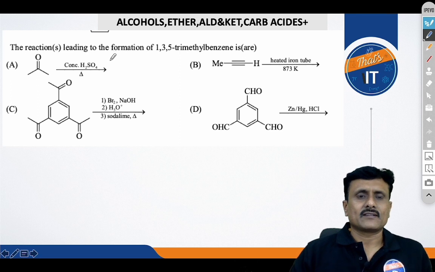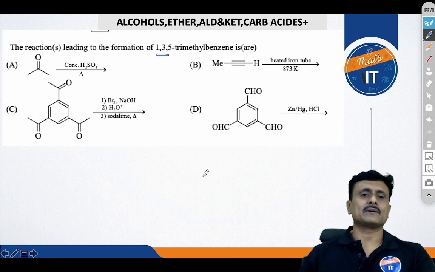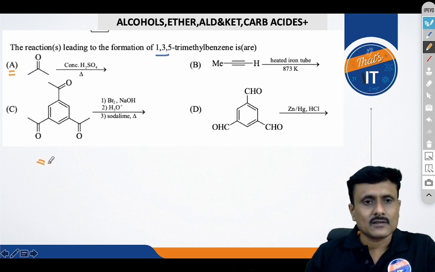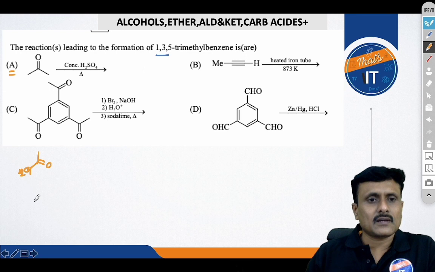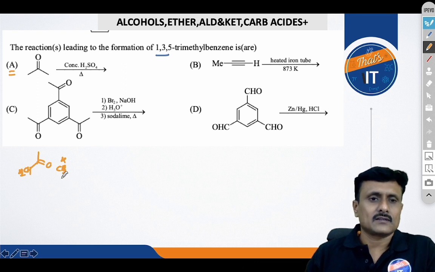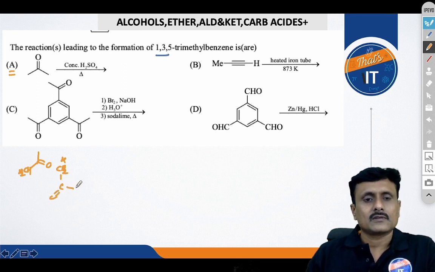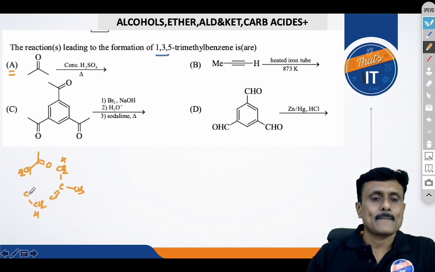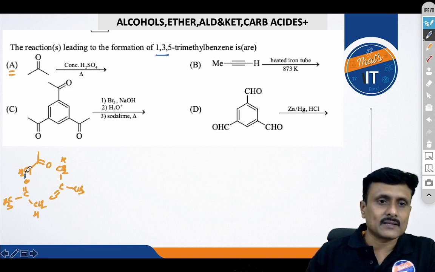You can see which of the following reactions leads to the formation of 1,3,5-trimethylbenzene. Let's see the reaction that we know already, isn't it, right? Option A. What happens here? You have got the aldol condensation reaction, CH2, H, single bond, C double bond O, CH3, CH2, H, C double bond CH3. So in option A, you can see that I am eliminating H2O.